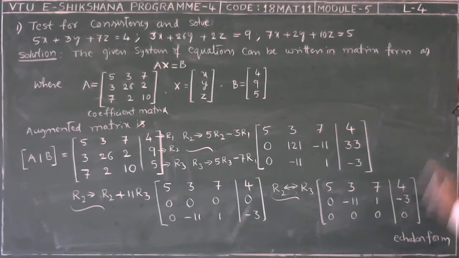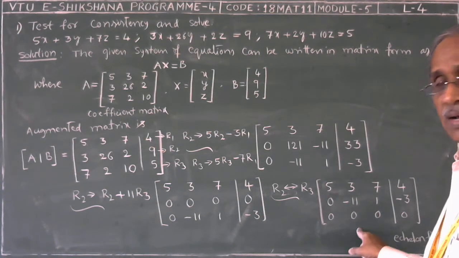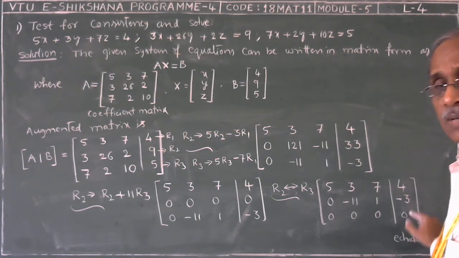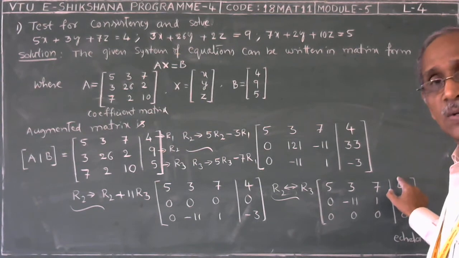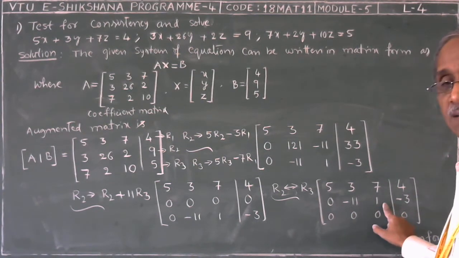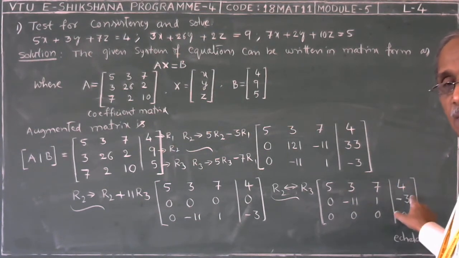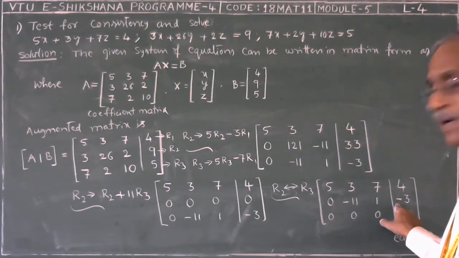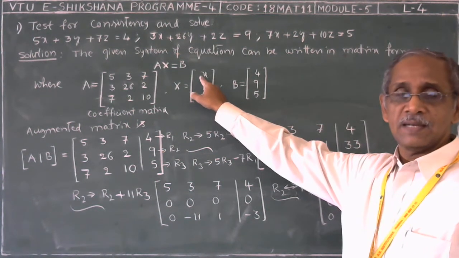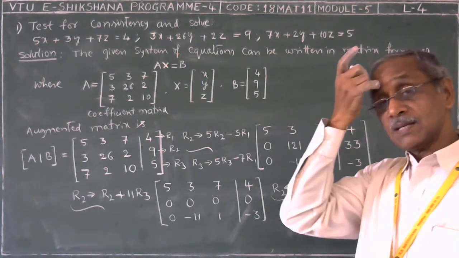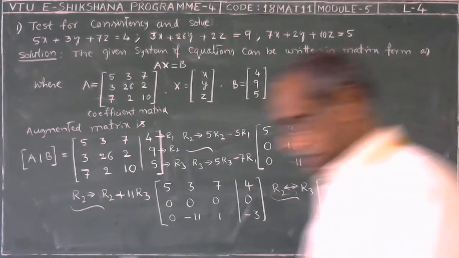Now, you find the rank of the augmented matrix in its echelon form. Again, we have 2 non-zero rows. So the rank of the augmented matrix is 2. The rank of the coefficient matrix is 2, and the rank of the augmented matrix is also 2. So they are equal. That means it is consistent, but the rank is less than the number of unknowns, 1, 2, 3. So the system is consistent and has an infinite number of solutions.